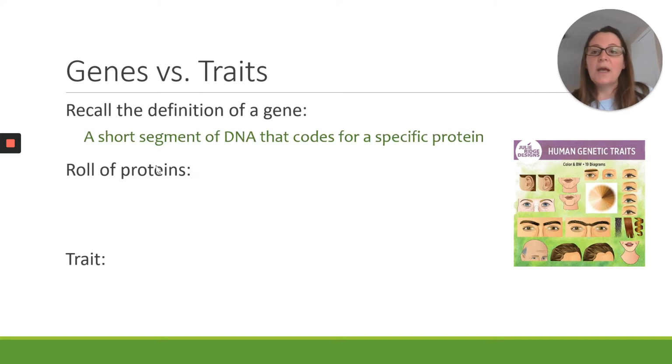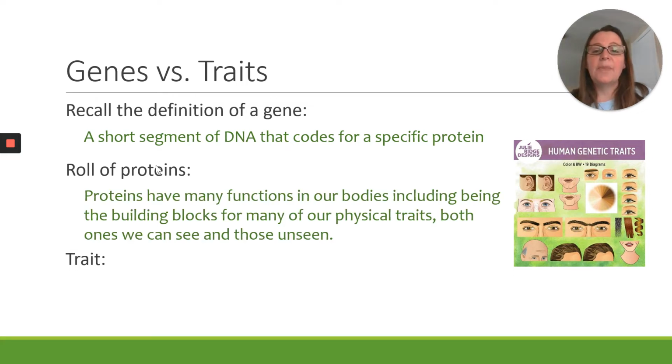So here's the definition of a gene, which you have seen several times now. A short segment of DNA that codes for a specific protein. So when we talk about traits, we have to talk about proteins. Proteins play all kinds of roles in your body. They are the building blocks for many of our physical traits. They are the building blocks for the melanin that colors our skin. They're the building blocks of our fingernails and our hair.